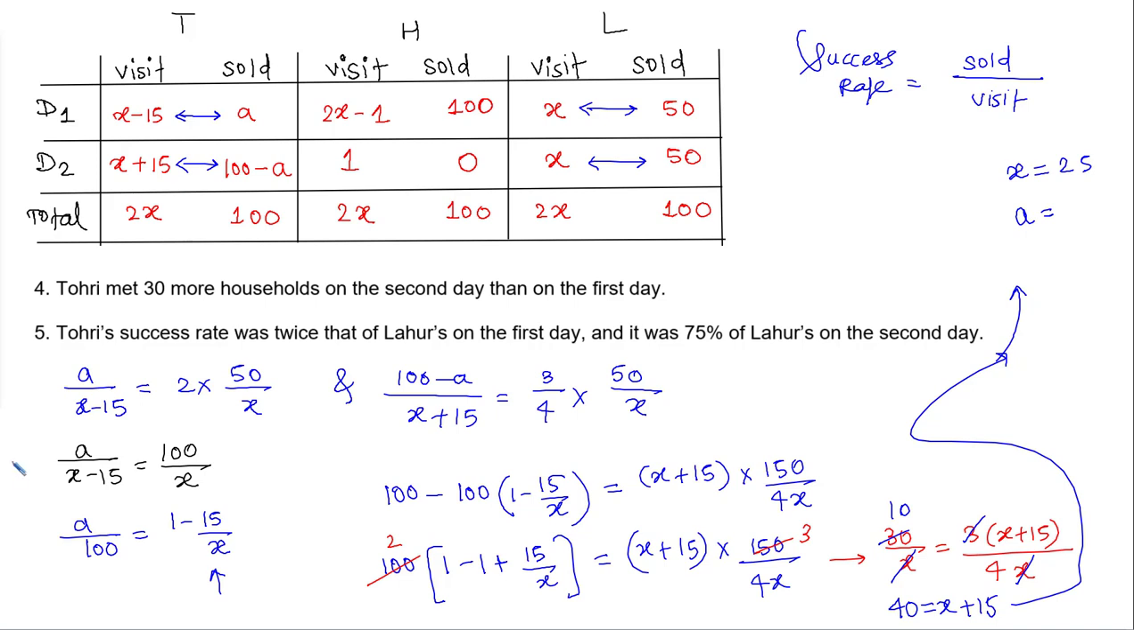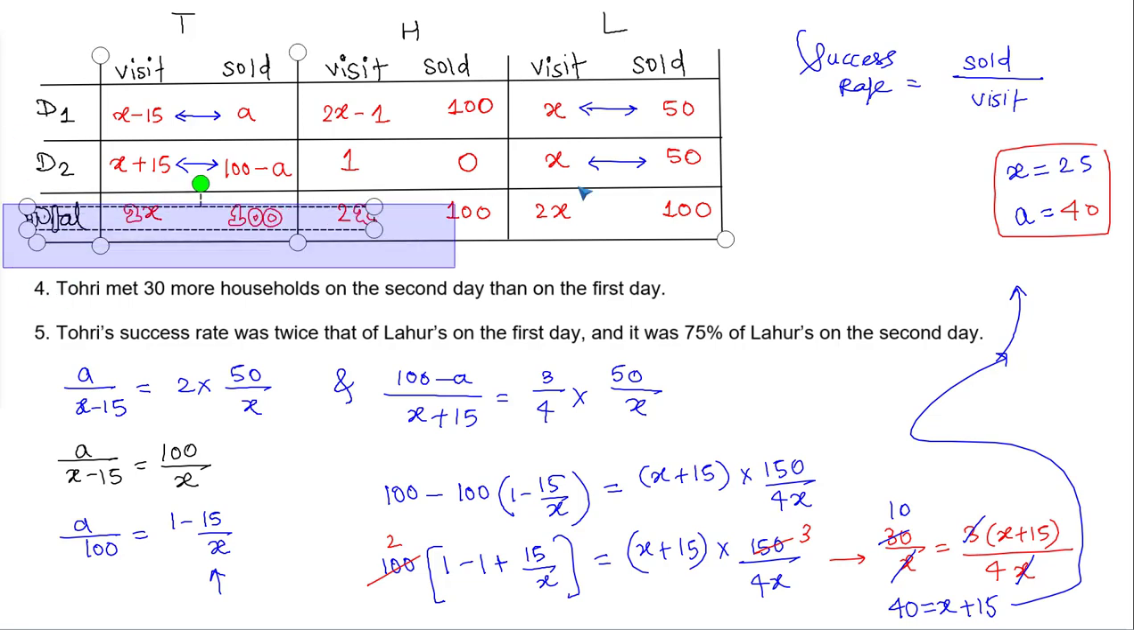So what is that? If we put x is equal to 25, 15 divided by 25 is 3 by 5, 1 minus 3 by 5 is 2 by 5. That is equal to the value of A is going to be 40 over here. So this is how we can calculate the value of A and x. After this, let's have a look at the questions.